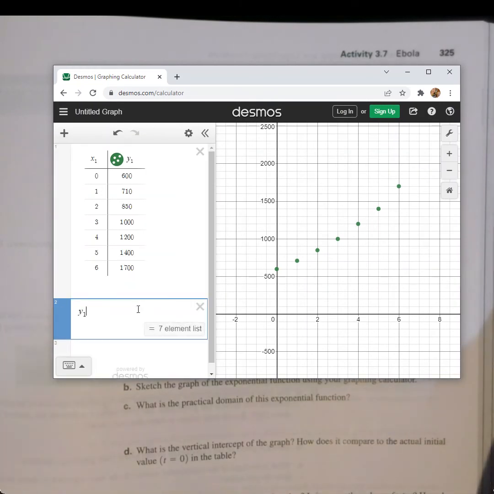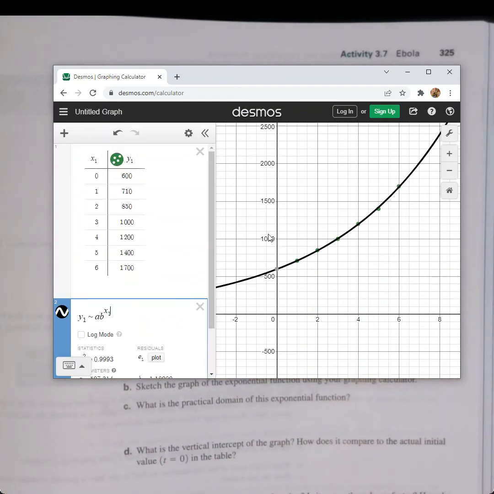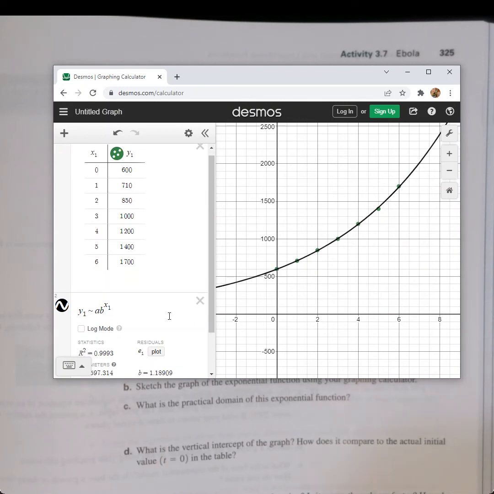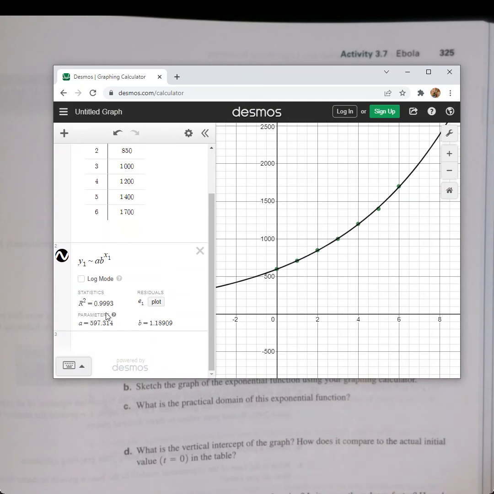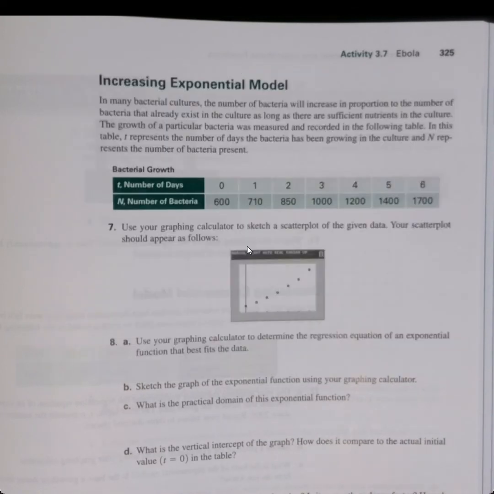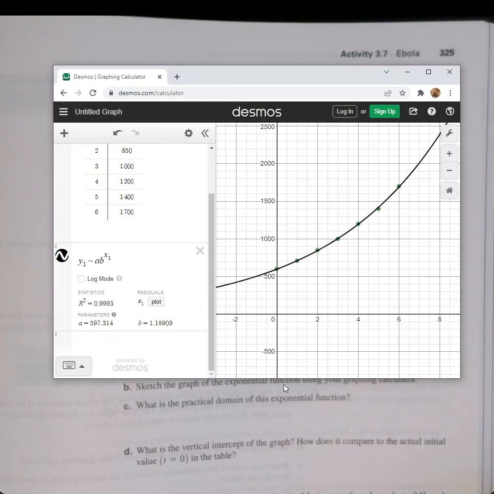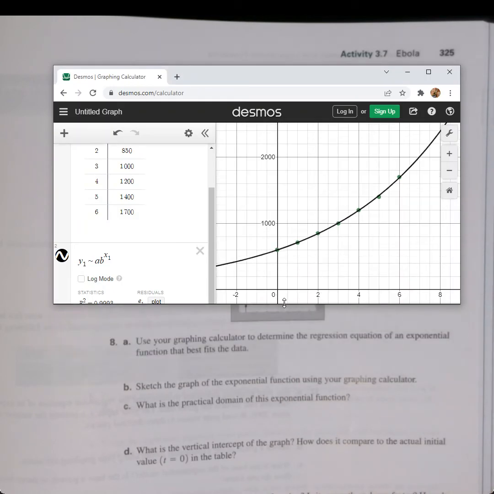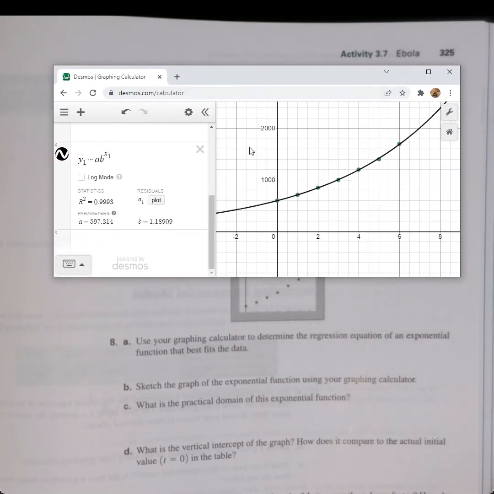So y1 is approximately a times b to the x1. This is a beautiful model, fits that data very tightly, has an r squared value of 0.9993, so it's a very strong correlation. Just want to shrink it a little bit so I can see the numbers at the same time as I'm writing them for 8a here.